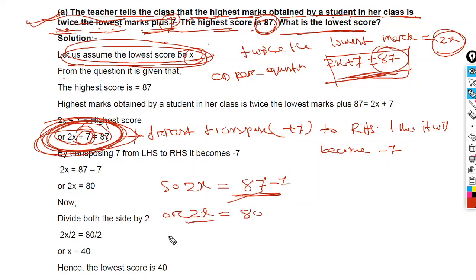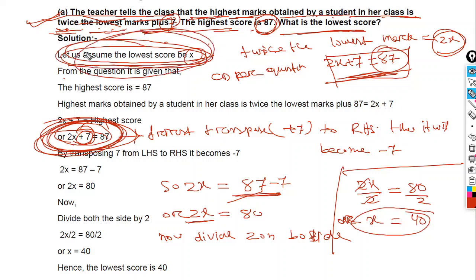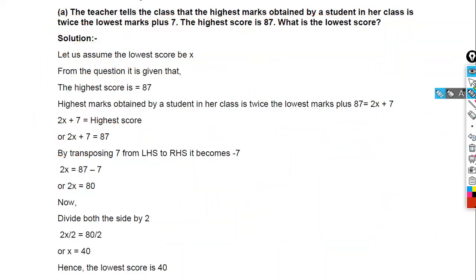Now we will divide 2 on both sides. So 2x by 2 is equal to 80 by 2, or x equal to 80 by 2, which is 40. So who was x? Let's assume the lowest mark was x. So x is the lowest mark and that is 40. So the lowest mark of the class is 40. In this way we will solve that question. Now we will move to another question.